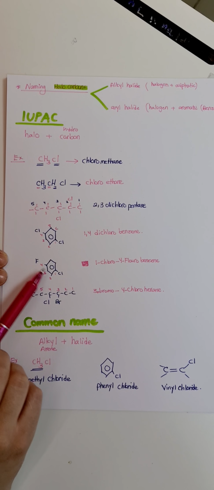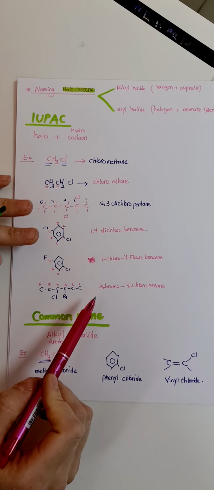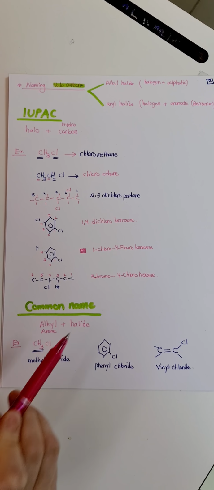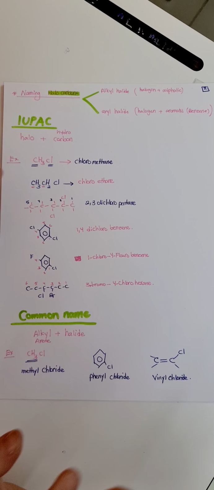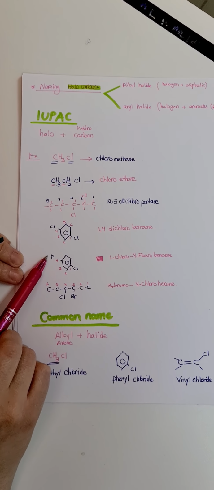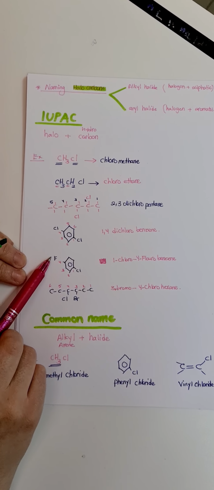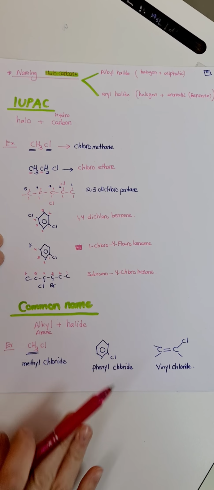For example, I have two different groups. I have chlorine and I have fluorine. Now, how should I add numbers? I should start giving numbers by the least numbers, and I should be aware of the alphabetical order. So I'll give chlorine first because chlorine is before fluorine. So it will be 1, 2, 3, 4. Even if I go up, it will be the same. So it is 1 chloro, 4 fluoro, benzene.